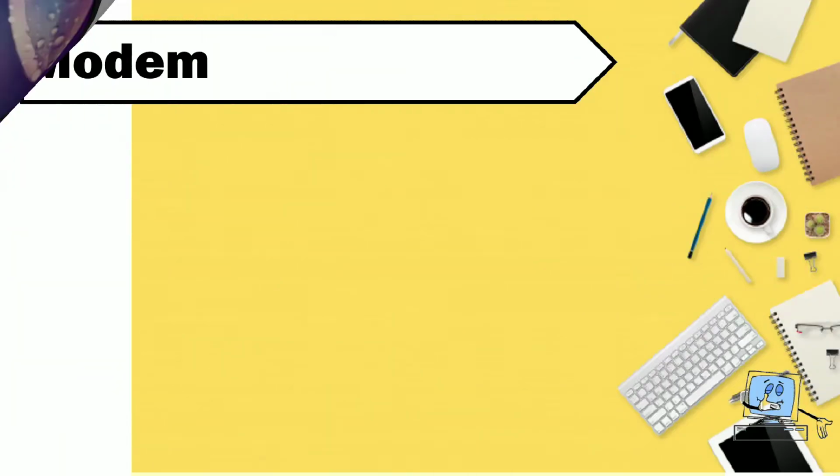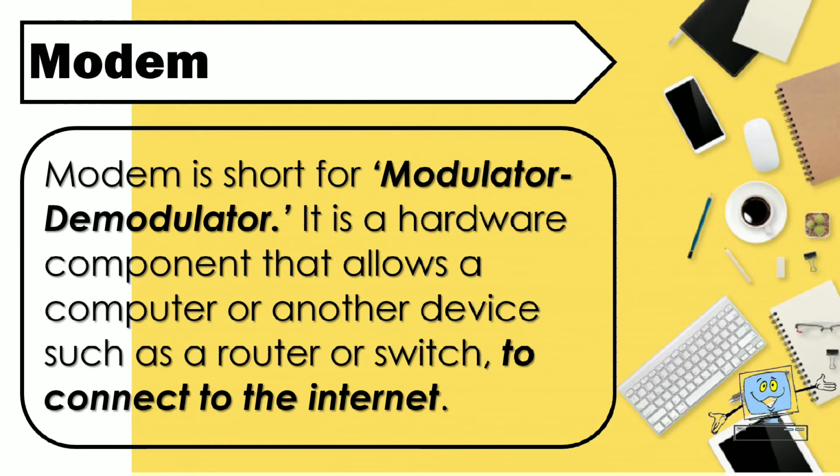Next, the modem. Modem is short for modulator demodulator. It is a hardware component that allows a computer or another device, such as a router or switch, to connect to the internet. It converts or modulates an analog signal from a telephone or cable wire to digital data that a computer can recognize. Similarly, it converts digital data from a computer or other device into an analog signal that can be sent over standard telephone lines.